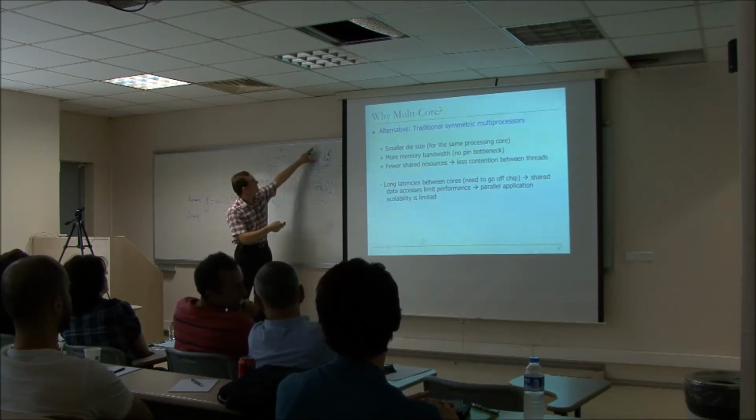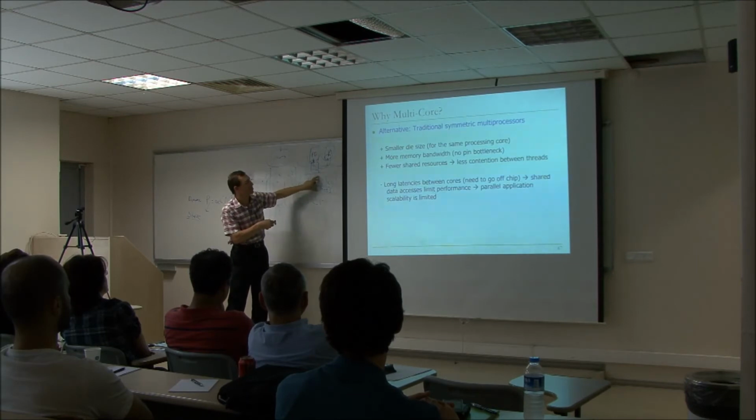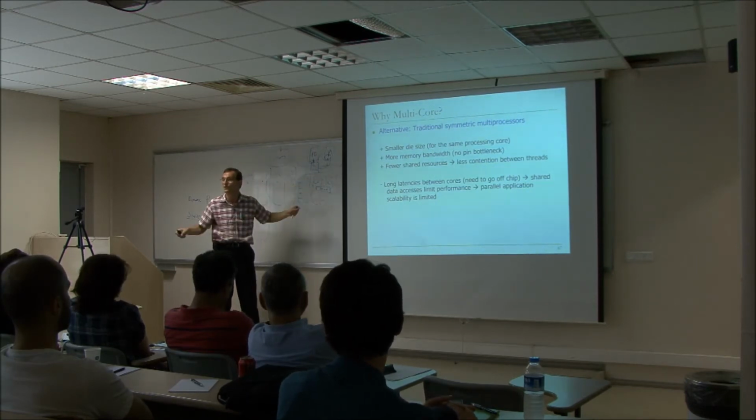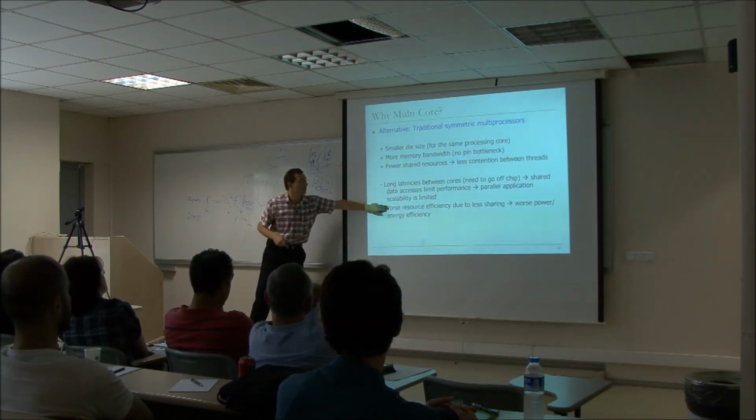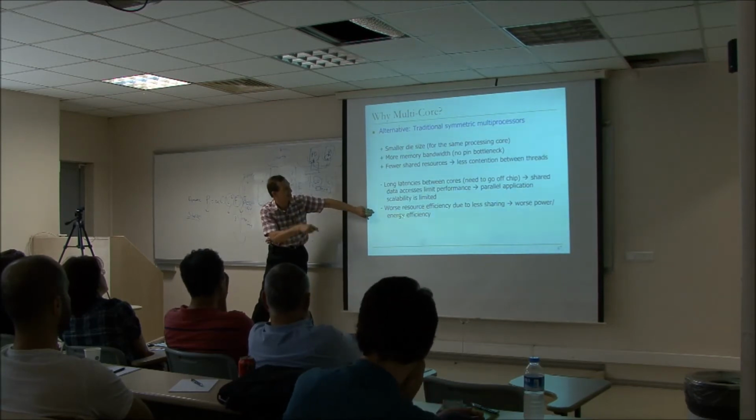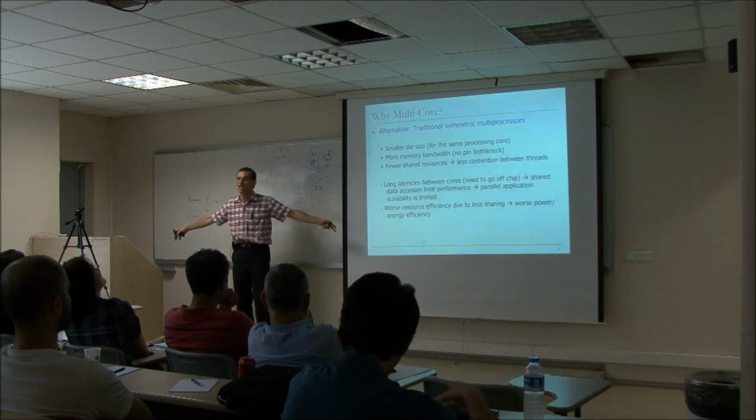So with this traditional symmetric multiprocessor, you get smaller die size and fewer shared resources. Each processor can exploit its own resources, but the communication latency is higher and the communication bandwidth is much lower because you do off-chip communication instead of on-chip communication. And again, the upside here can become a downside here. You get worse resource efficiency because you get less sharing, right?